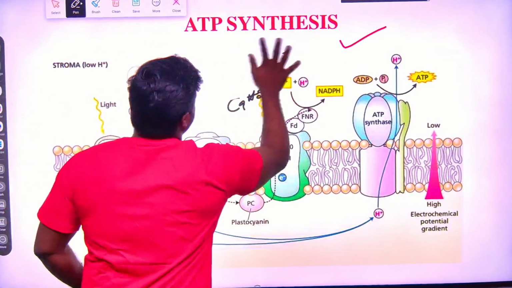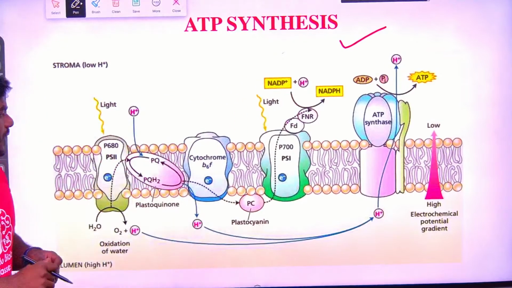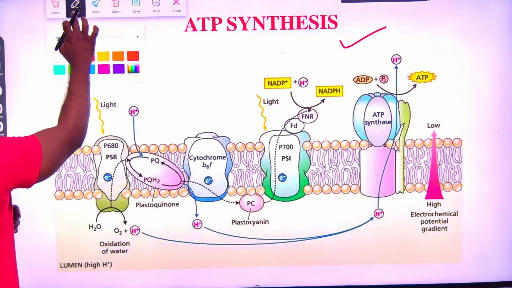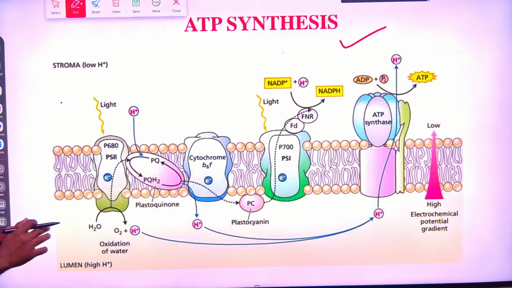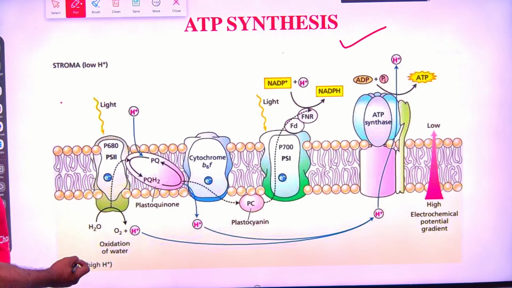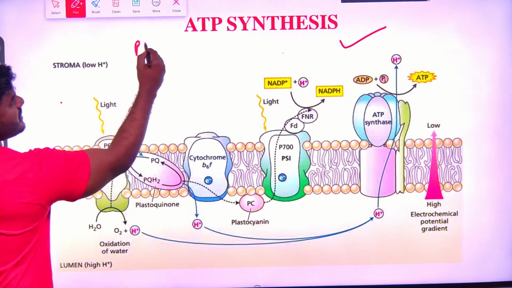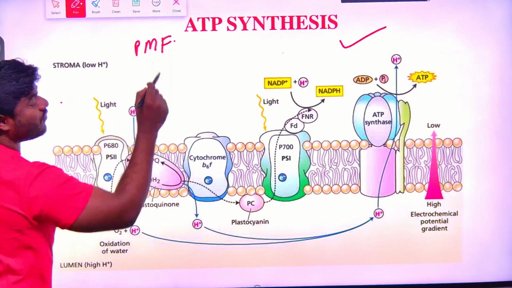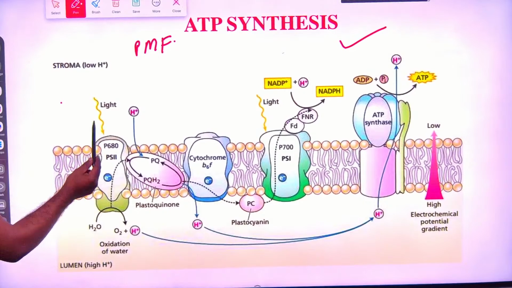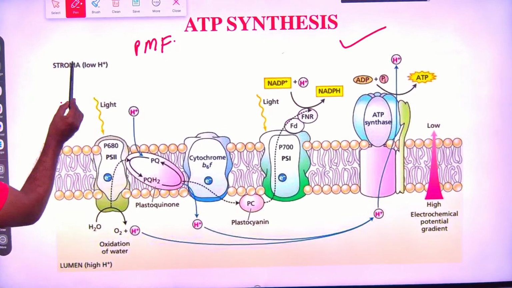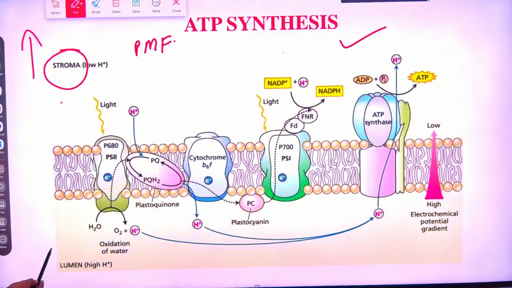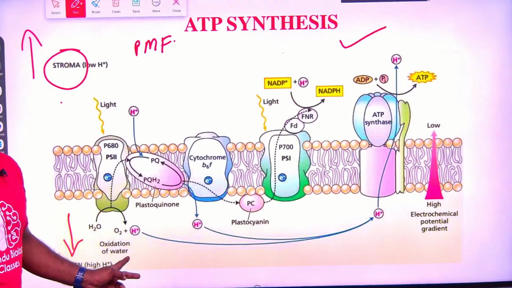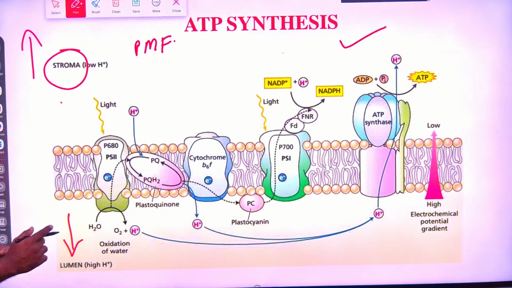Now listen, first understand the concept very clearly, then you will get a clear-cut idea. Just imagine a condition. As I said, ATP can be synthesized by a proton motive force, which means that initially the concentration of protons is higher in the stroma and lower in the lumen. Now all of you pay attention.